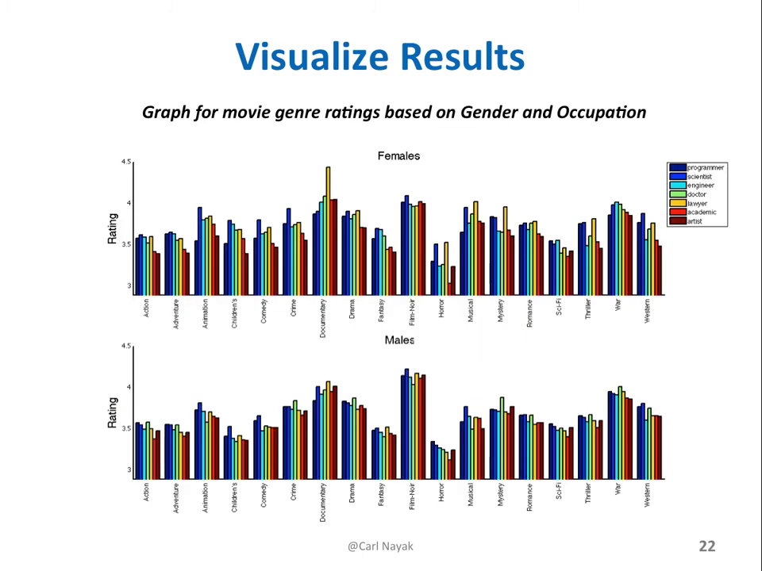This is a graph for genre ratings grouped by gender and occupation. Once again, film noir is rated the highest and horror is rated the lowest overall. The only thing that stands out is that female lawyers rate documentaries considerably higher as compared to the other groupings within the graph.